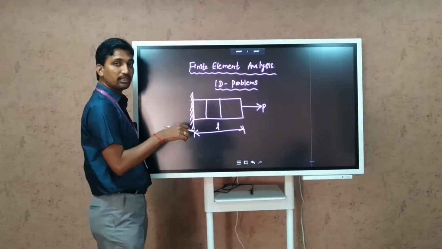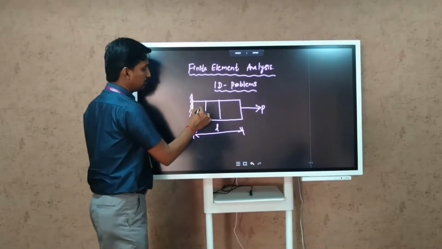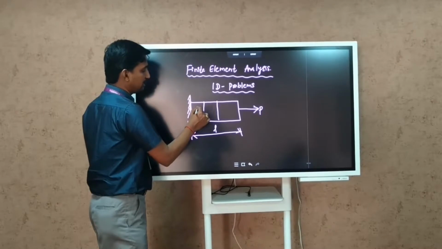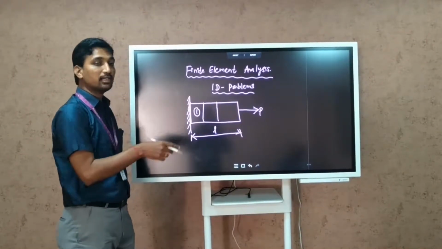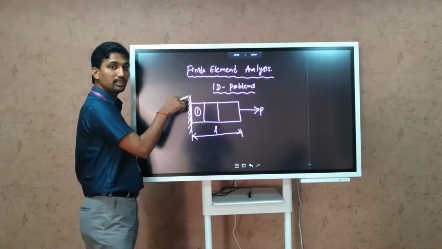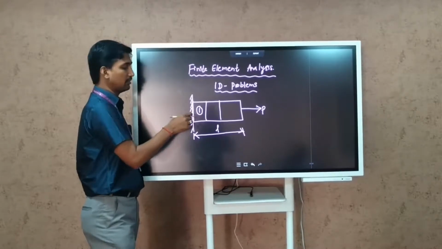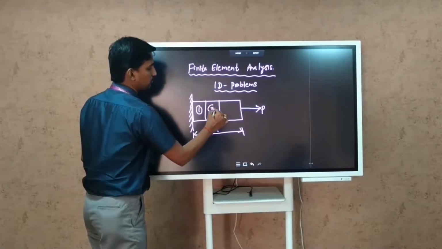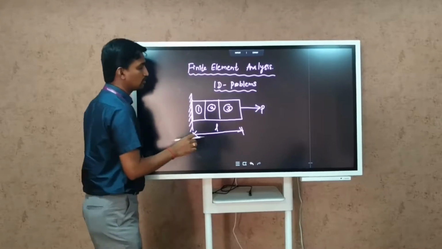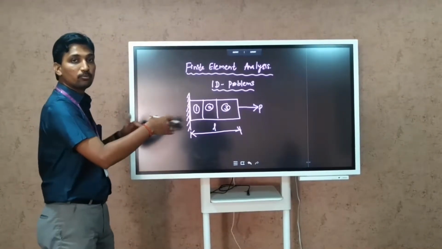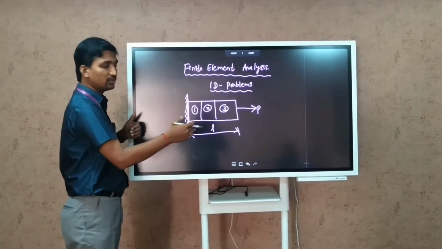To represent an element, normally I write the number with an encircle. It means that the encircled parameter is called the element. Then this is number 2, then this is number 3, so that the entire bar is split, that is, discretized into 3 elements.